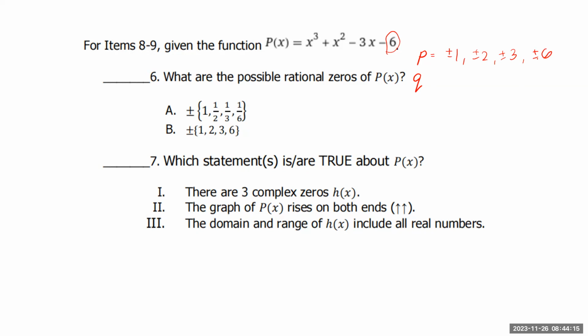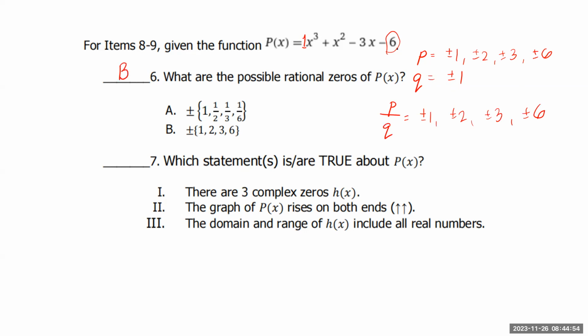And for q, we need to look at the factors of the leading coefficient. So the leading coefficient is 1. So q is just plus minus 1. So what the rational root theorem says is that the possible rational zeros can be obtained by dividing p over q. Okay? So p over q is just plus minus 1, plus minus 2, plus minus 3, plus minus 6. So no fractions, since the denominator is just plus minus 1. So letter B.